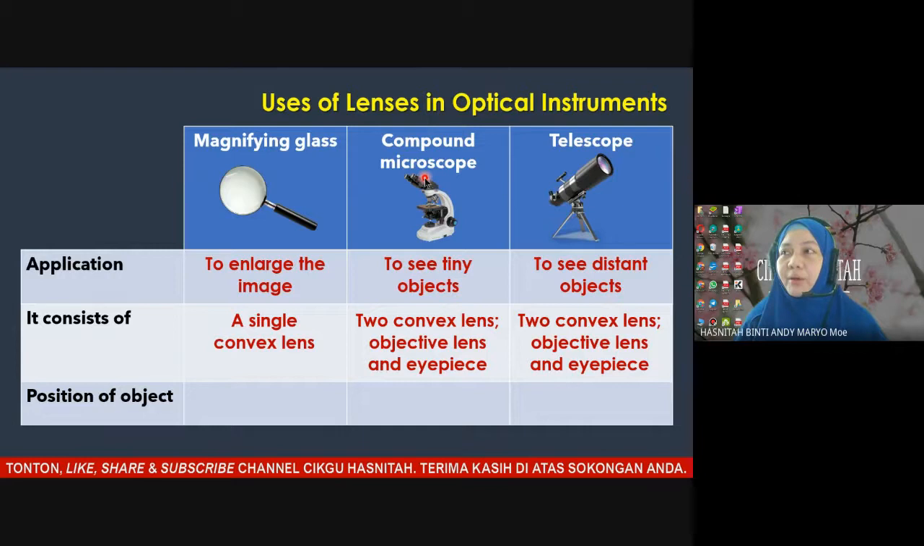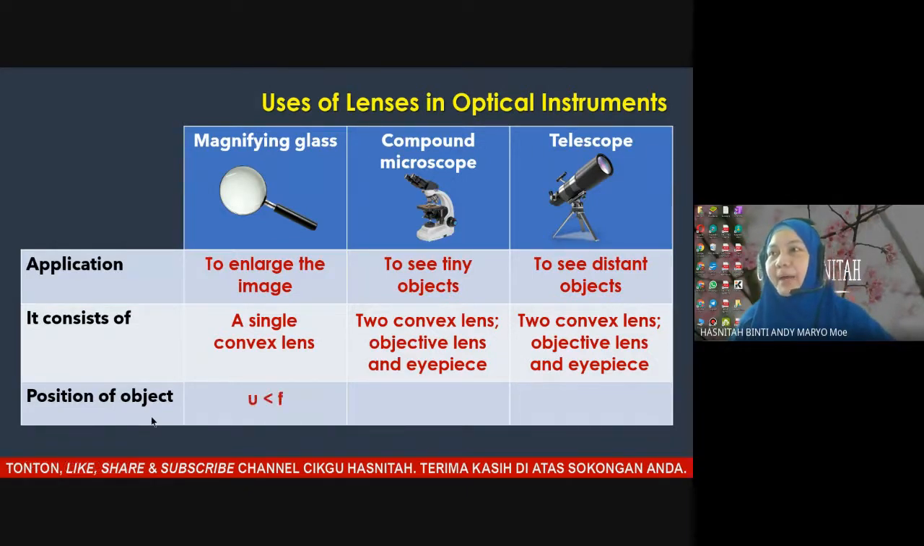Same with the microscope. Up here is the eyepiece. Down here is the objective lens. And then the position of the object, where we place the object when we use these three instruments.